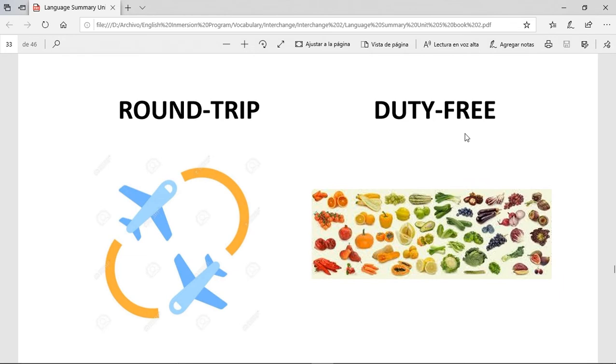Duty free. Something that is duty free is that you don't need to work on it. For example, after you get, I don't know, the oranges, you can eat it right away. You don't need to cook it.